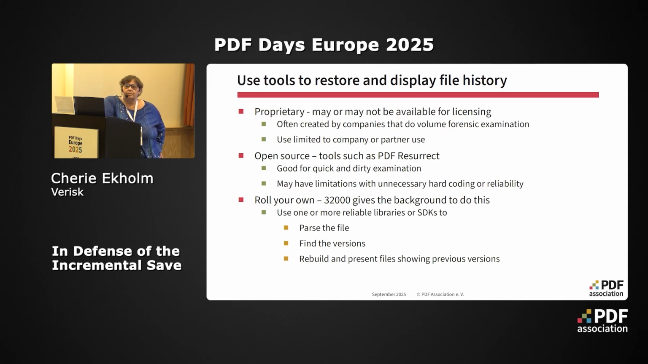It's good for quick and dirty, but if you go out and find it on GitLab or GitHub, it has a whole section of caveats of what the problems are with it, and that doesn't really give you all the problems with the tool. And then rolling your own is the best option in my opinion, but it depends on what you're doing again. This is basically what we did, and 32,000 gives you the nice information on how to do this with various libraries.